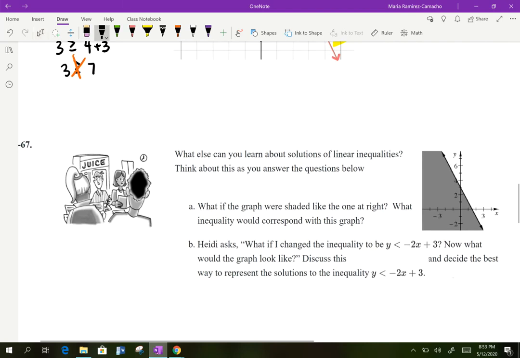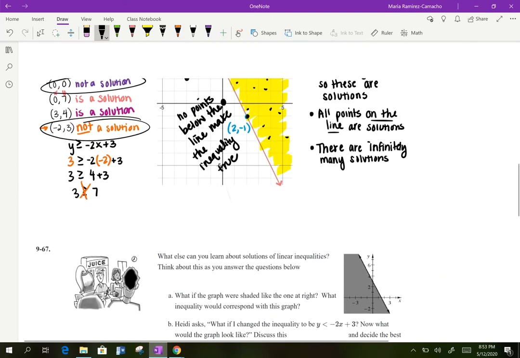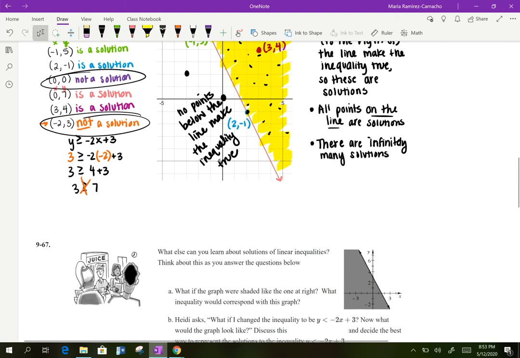Part A says, what if the graph were shaded like the one at right? One inequality would correspond with this graph. Okay, if you notice, this is the same line. This is also y equals -2x plus 3 because we have a y-intercept of 3 and a slope of -2.